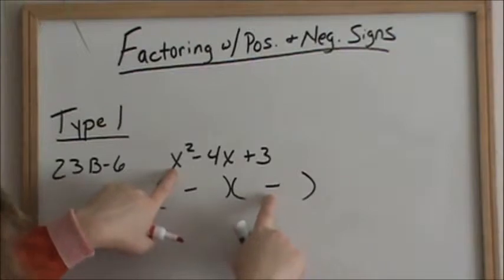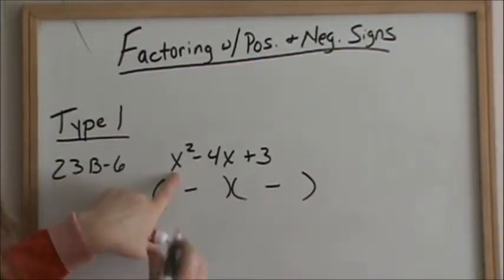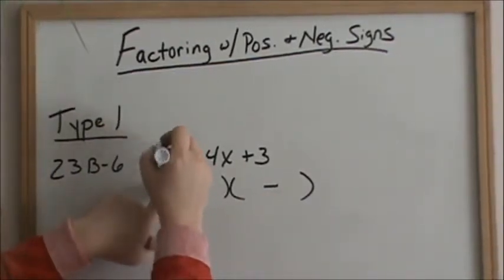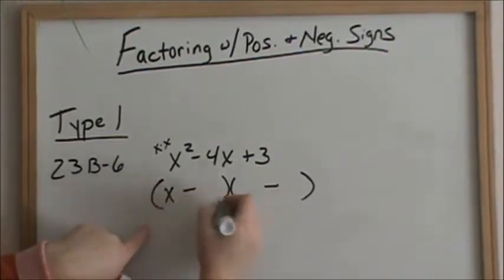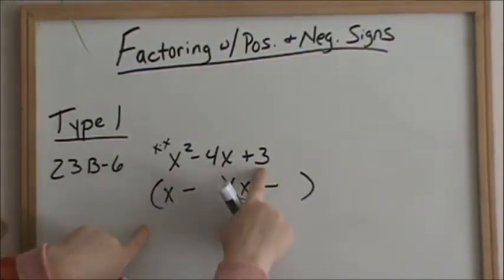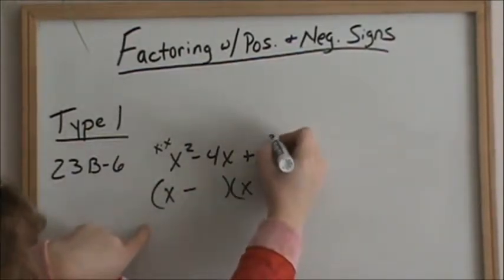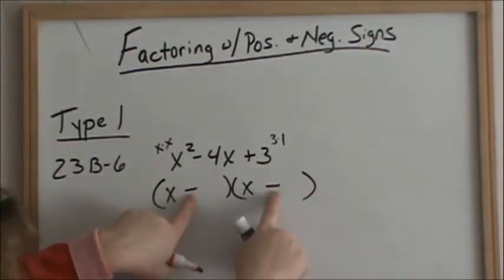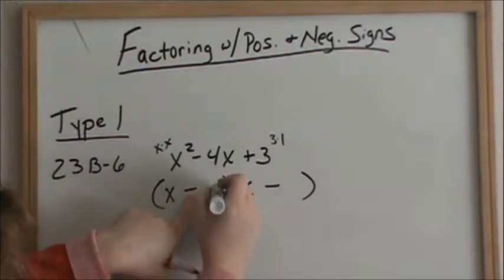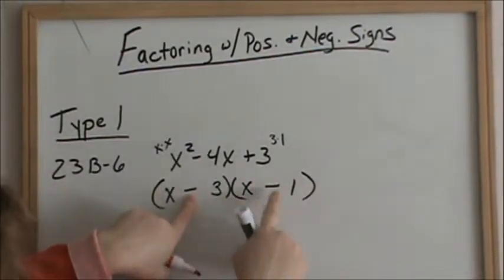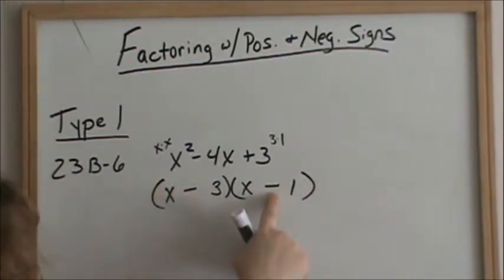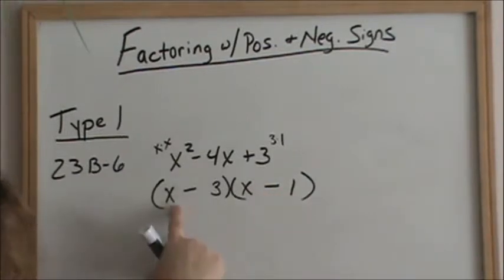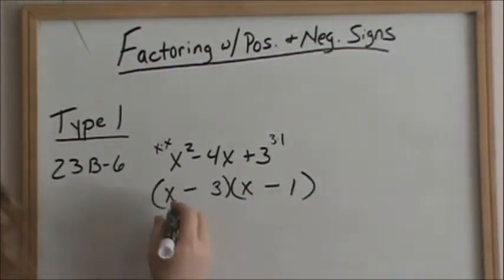Now looking at the factors of x squared, my only factors of x squared are x times x, so this needs to be x and x. And then we look at the factors of 3. There's only one set, 3 times 1. Since these are both negative signs, it doesn't matter where your 3 and 1 go because they're both negative. Now let's FOIL it back out just to double check yourselves.